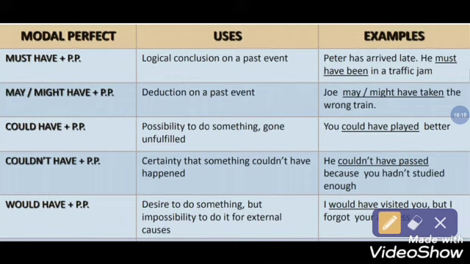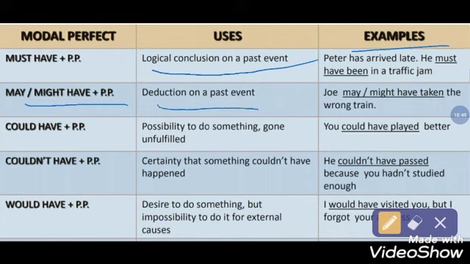Okay. Perfect. And look at use of this modal. Logical conclusion on a past event. For example, Peter has arrived late. He must have been in a traffic jam. Next word is may, might, have plus present perfect. Okay. Deduction on a past event. That's how we use it. And for example, Joy may or might have taken the wrong train.